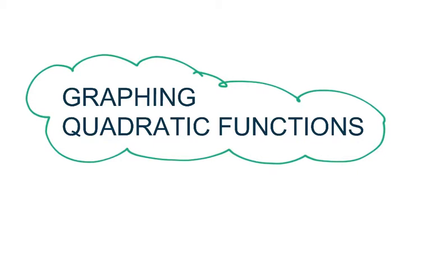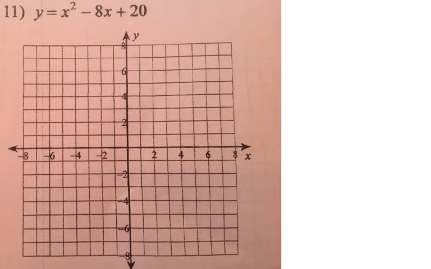Okay everyone, I promised some of your classmates I'd make another video on graphing quadratics, so here we go. So this is problem 11 from the worksheet I gave you a couple days ago, and I'm going to go straight to the point. The first thing you're going to remember to do is do negative b over 2a.